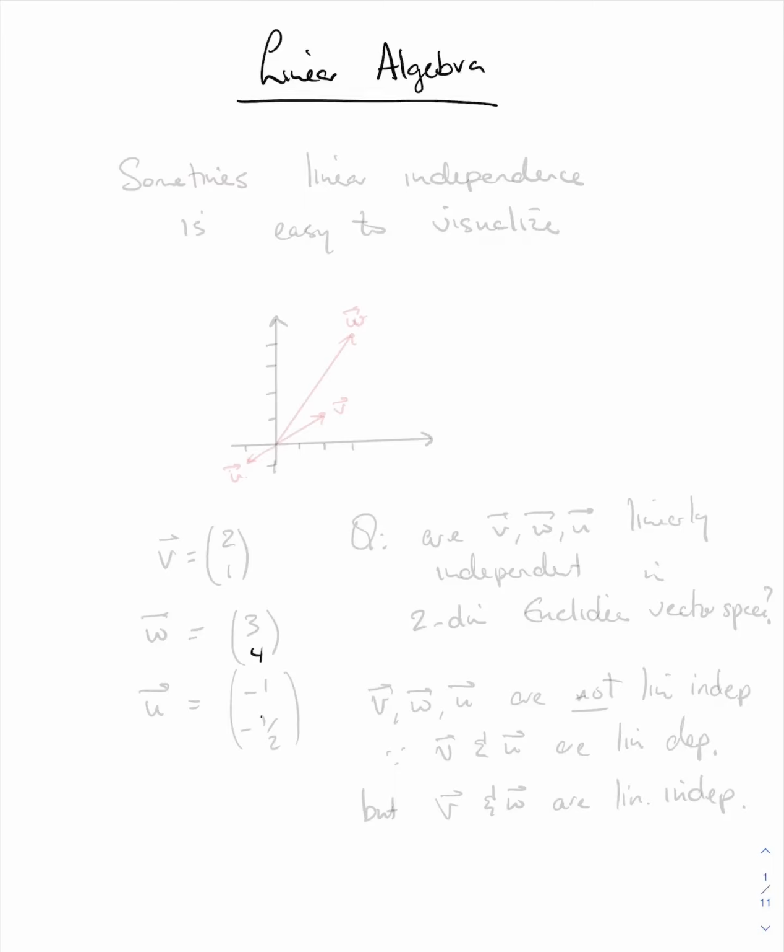Recently we've been talking about linear independence of vectors. One thing that we want to realize is that sometimes linear independence is easier to visualize than at other times. So sometimes linear independence is easy to visualize.